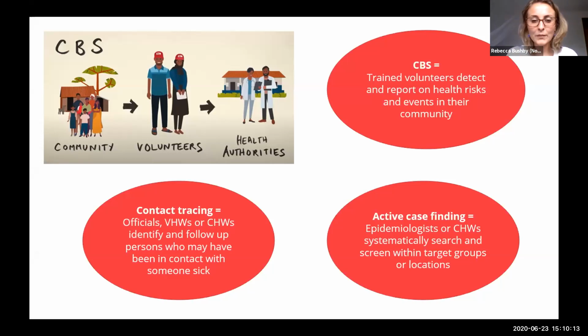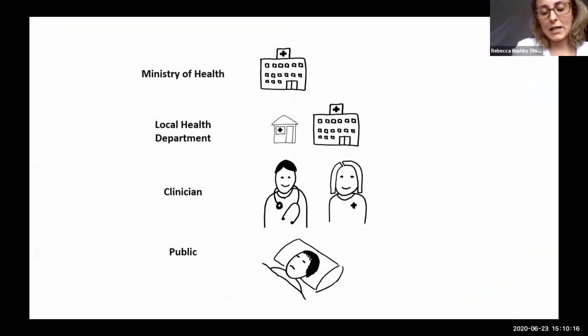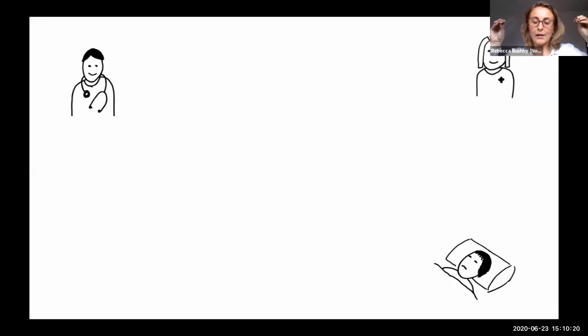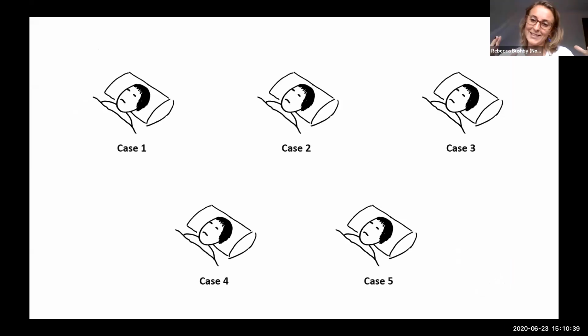Okay? So the reason that we need CBS is because in some places, the distance between the public and the health facilities is far, or there's a gap in between the two. And when there is a gap in between the two, it means that the health authorities won't necessarily know when something is going on health-wise or outbreak-wise. So for instance, in this community that only has five people, there are five people that are sick. So say that they've all contracted COVID-19.